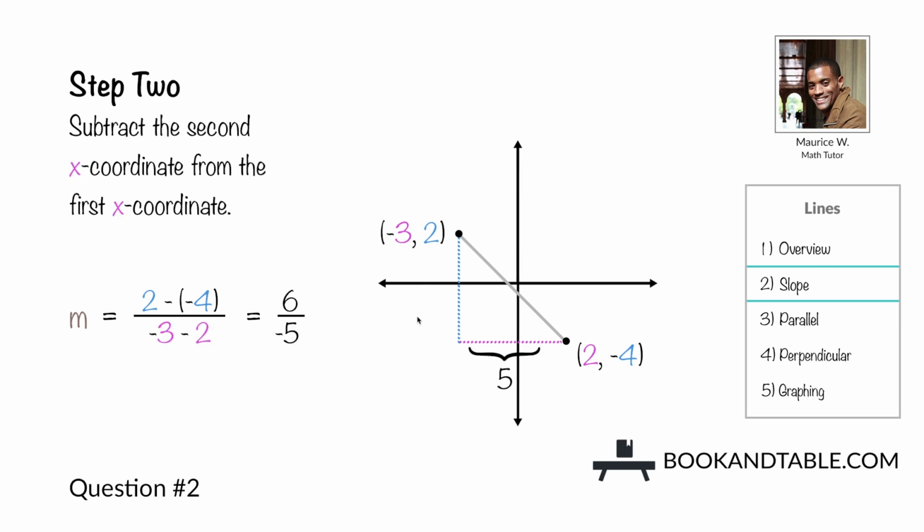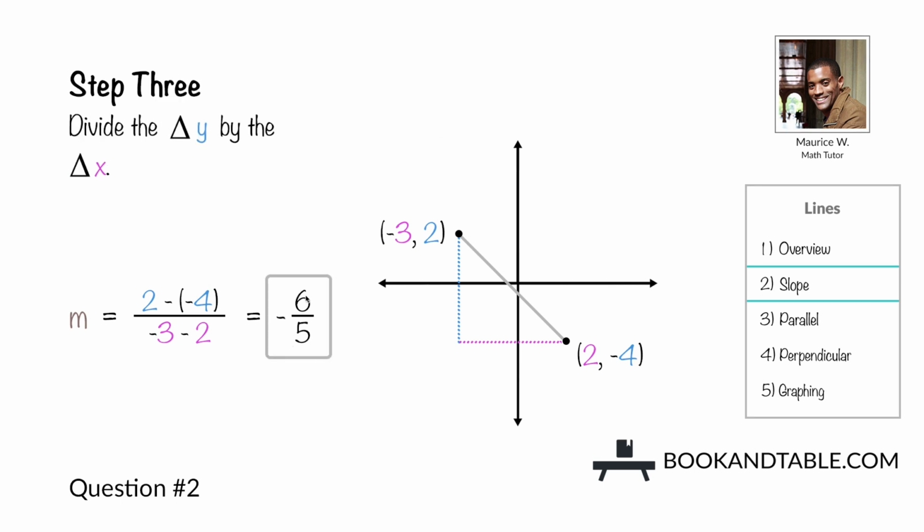Step 2, subtract the second x-coordinate from the first x-coordinate. That gives you -3 minus 2, which is -5 in the denominator. Step 3, divide the change in y by the change in x. 6 divided by -5 gives us -6/5. And again, our second point is below the first point, so this slope was supposed to be negative.